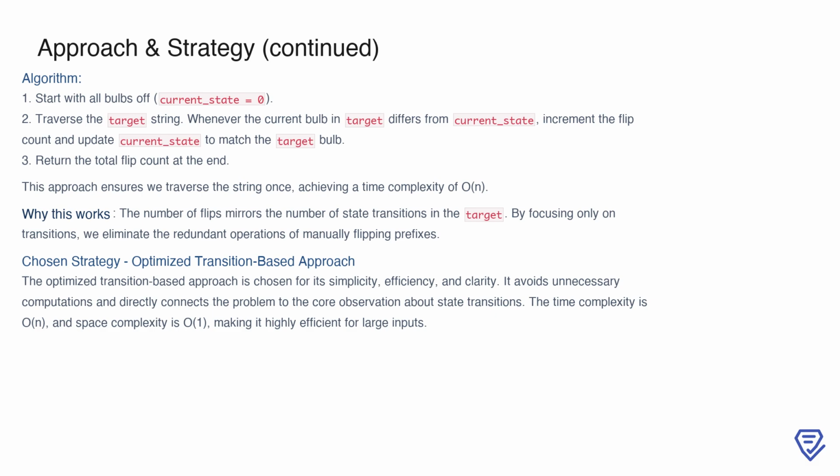The reason this approach works is that it directly aligns with the number of state transitions in the target, eliminating unnecessary computations like flipping entire prefixes. By focusing solely on these transitions, we achieve both clarity and efficiency.